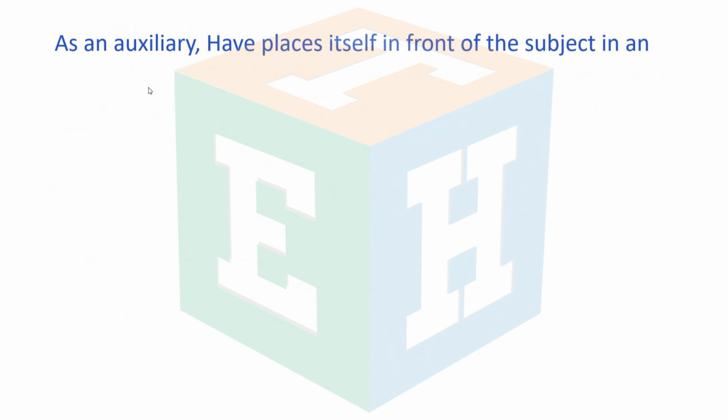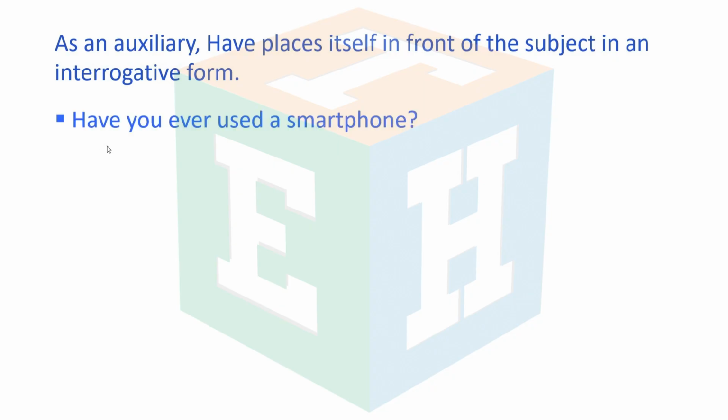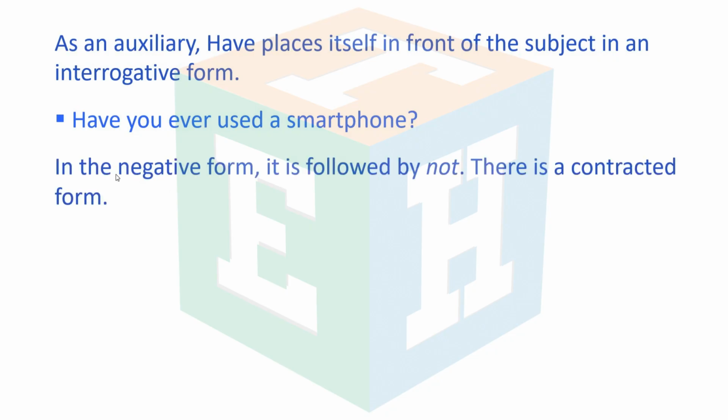As an auxiliary, have places itself in front of the subject in an interrogative form. Example: Have you ever used a smartphone? In the negative form, it is followed by not. There is a contracted form.